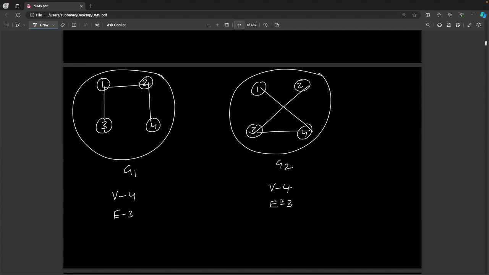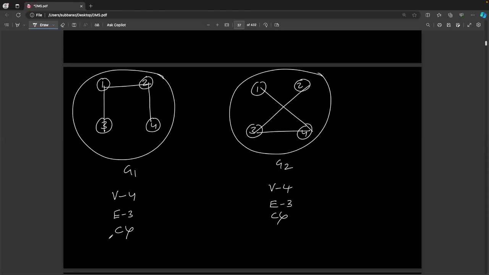Go ahead. Fine. Edges are the same. Next one. G1 doesn't have a cycle. G2 also doesn't have a cycle. Right? Next one.